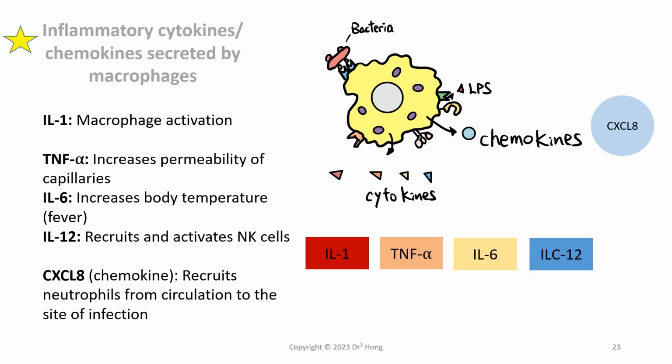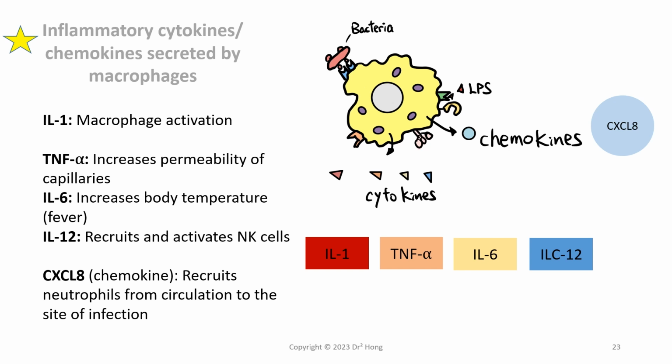So here are 5 major inflammatory cytokines and chemokines secreted by macrophages that I think are very important, that I have to bring up. The first one is interleukin-1. Now, interleukin-1 can further activate macrophages, so more will be activated. And the second one would be TNF-alpha.